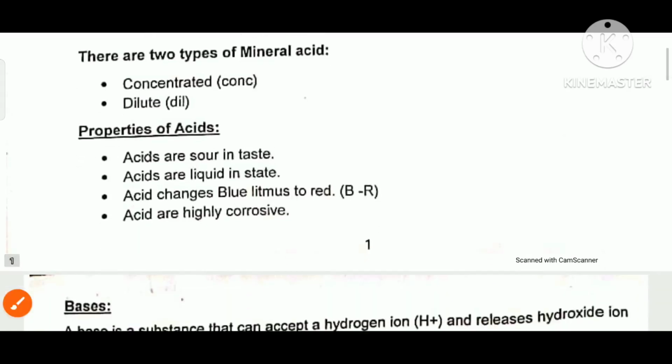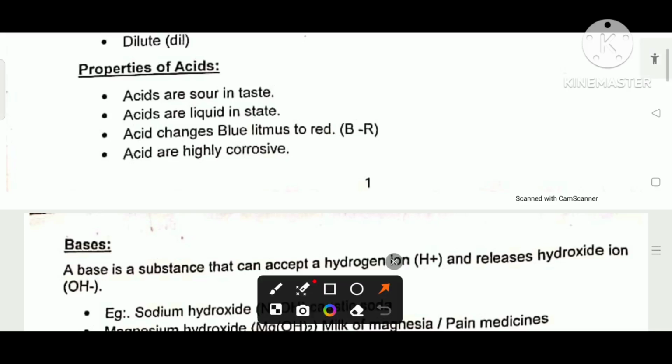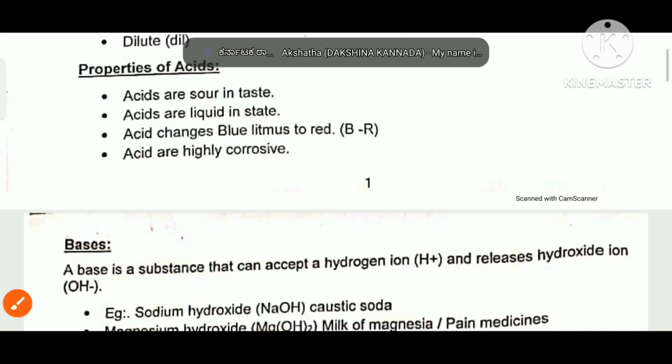There are 4 points here. Acids are sour in taste. Next, acids are liquid in state. Acid changes blue litmus to red litmus. This is an important point. Acids are highly corrosive. Okay, these 4 are the properties of acids. Now let's move on to bases.